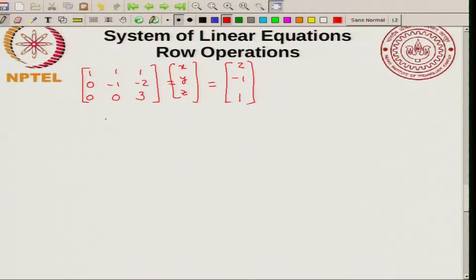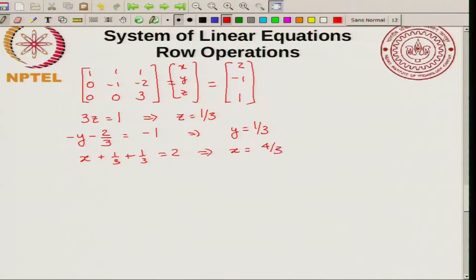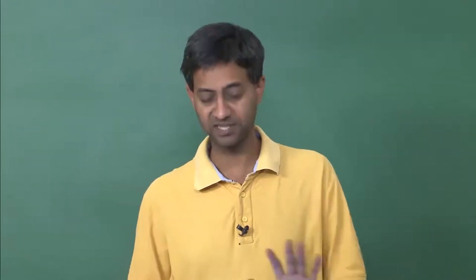Now, you can immediately see, just look at the third equation. The third equation says 3z equal to 1, which implies z equal to 1 by 3. Immediately, you do not have to calculate any determinants. The second equation says minus y minus 2 times z, so 2 by 3, is equal to minus 1. So this implies y equal to 1 by 3. Now you have z equal to 1 by 3, y equal to 1 by 3, and you look at the first equation: x plus 1 by 3 plus 1 by 3 equal to 2 implies x equal to 4 by 3. So using these row operations, we solved this system of equations without using Cramer's rule or determinants.